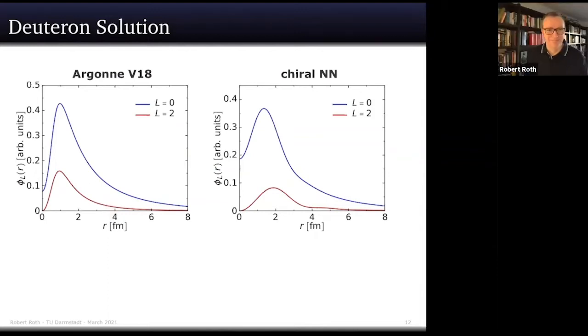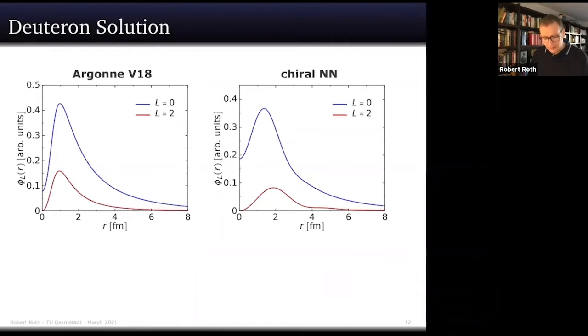So the potential is 0 from here on. Everything out here is just pure quantum effect. It's tunneling into this classically forbidden region. And this is a huge part of the deuteron probability that you find out there.